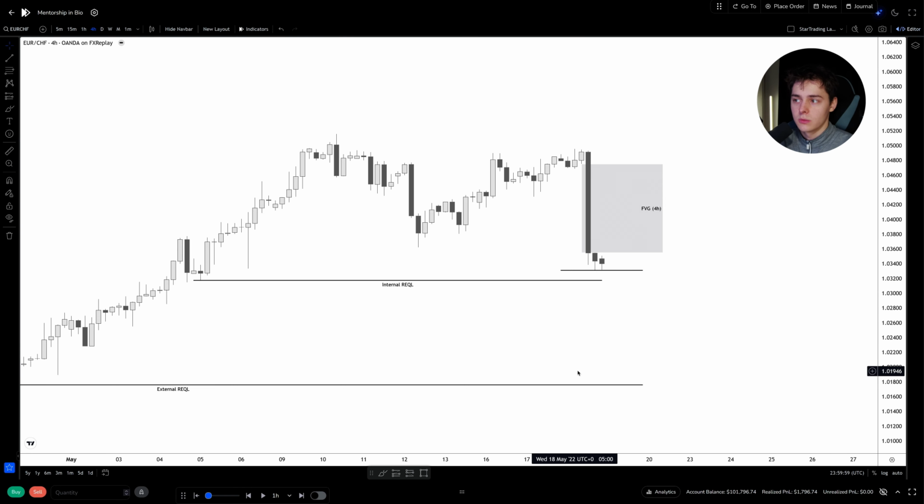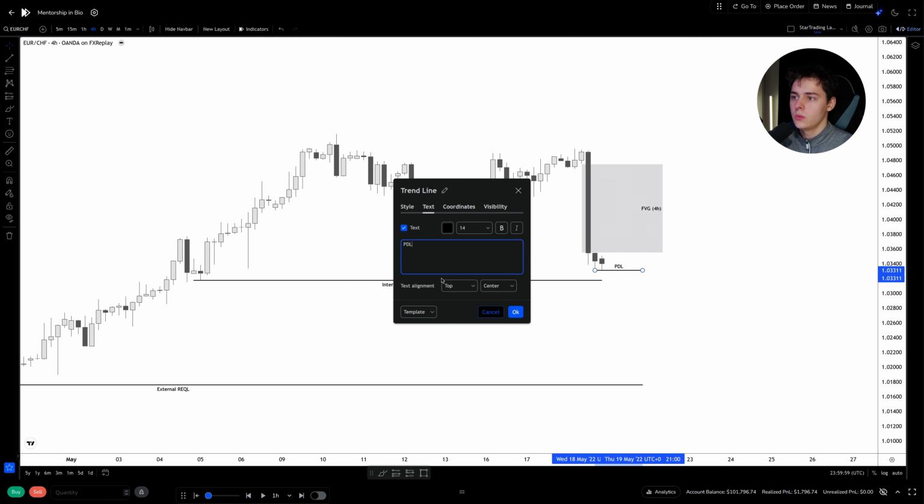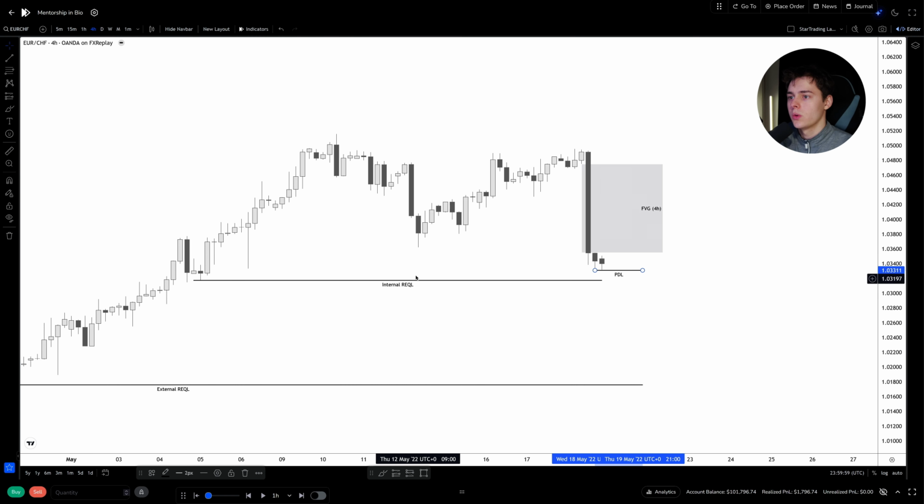So, which also means that we basically have an entire framework already, because we have the previous day low, which we want to trade into, the internal relative equal lows. But once again, we also have the 4-hour FVG.